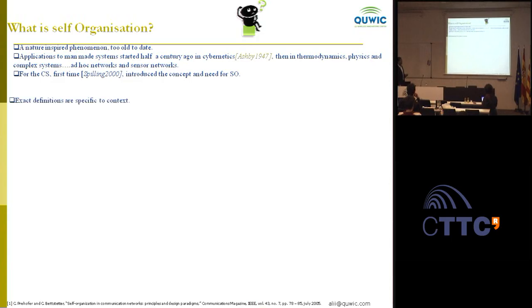But an exact definition is still missing and it's specific to context. But for our purpose, an old definition in cellular systems can be found in Prehofer's paper back in 2005, when he tried to define it like this: a system is said to be self-organizing if it can organize itself without any external or central control entity. This is a debatable definition, but still it is a definition which is there in literature.